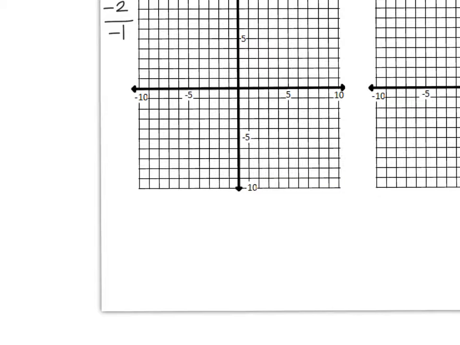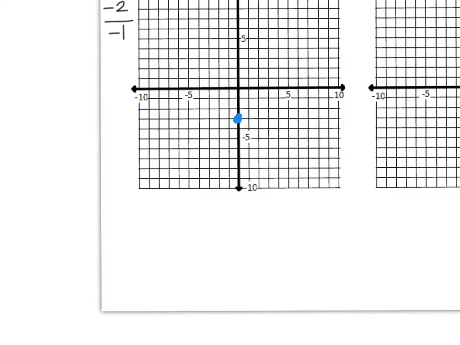I am going to first graph my y-intercept of -3. So I'm going to go down 3 units and be right there. So again, y-intercept is where your graph crosses the y-axis at -3. So I'm going to put my ordered pair, my point, right at -3.